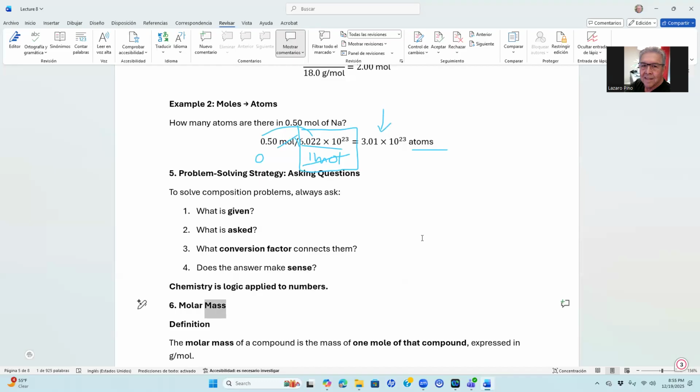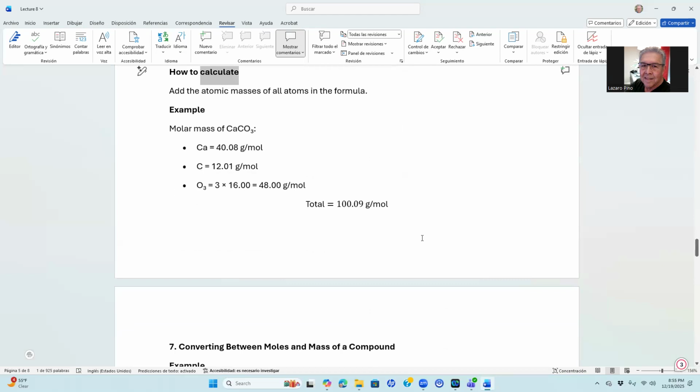6. Molar mass. Definition. The molar mass of a compound is the mass of 1 mole of that compound, expressed in g/mole. How to calculate: add the atomic masses of all atoms in the formula. Example. Molar mass of CaCO3. Ca equals 40.08 grams per mole. C equals 12.01 grams per mole. O3 is equal to 3 times 16.00 equals 48.00 grams per mole.